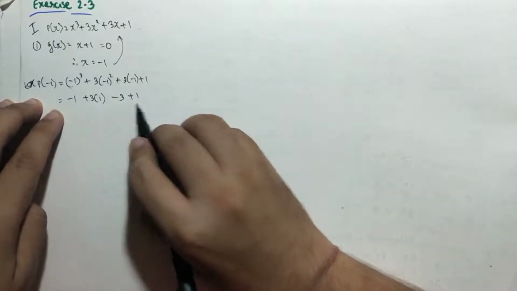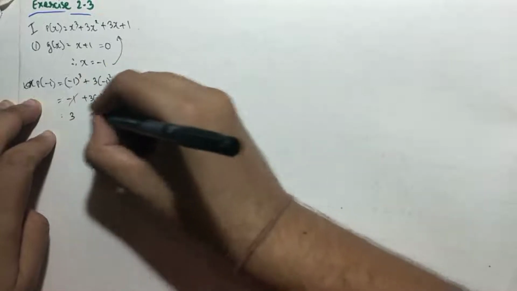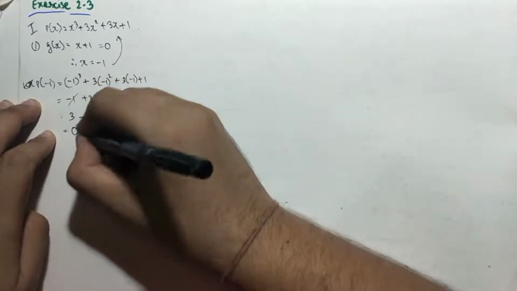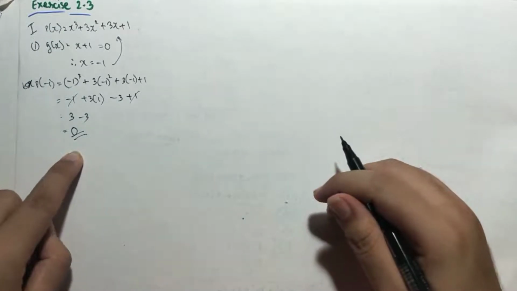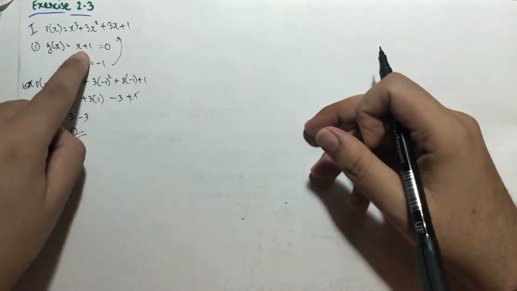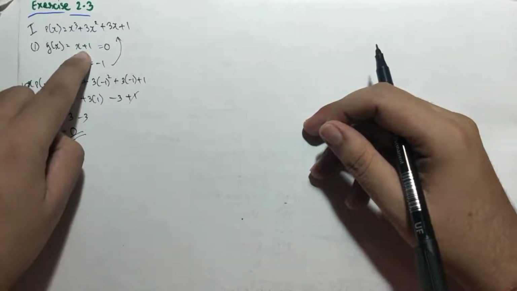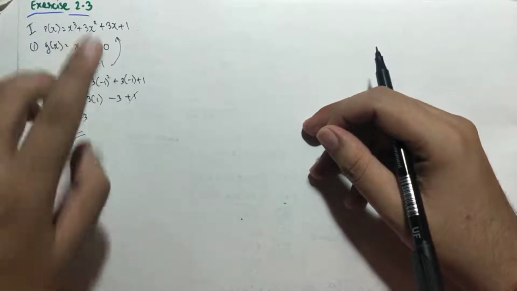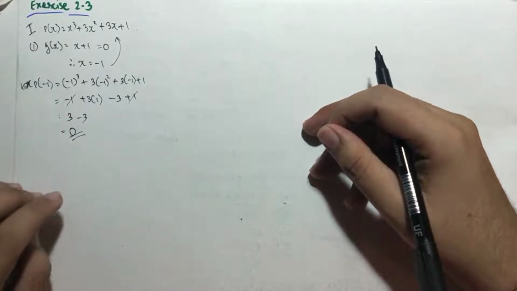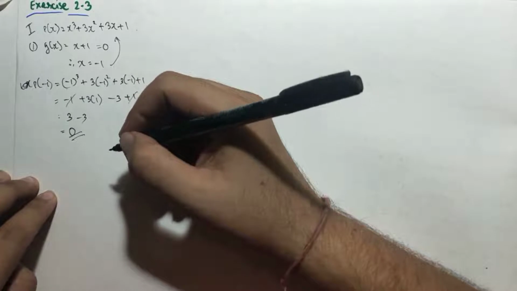As you can see, this minus 1 and plus 1, they will cancel out. 3 into 1 is 3, minus 3, answer is 0. So this is a remainder. The remainder of the first question is 0. The question may be asked whether this is the factor of this polynomial or not. So to find whether this given g of x is a factor of this polynomial or not, remainder came out to 0, then yes, it is a factor. So yes, it is a factor and the remainder is 0.